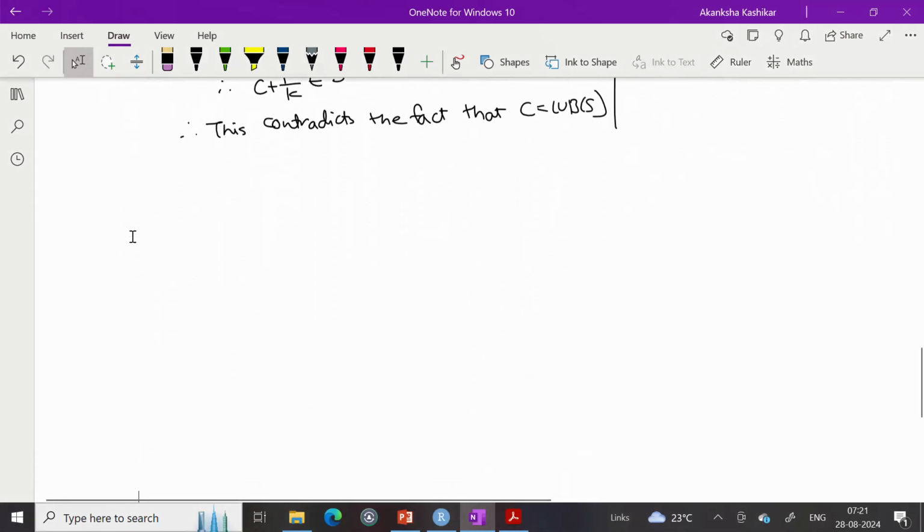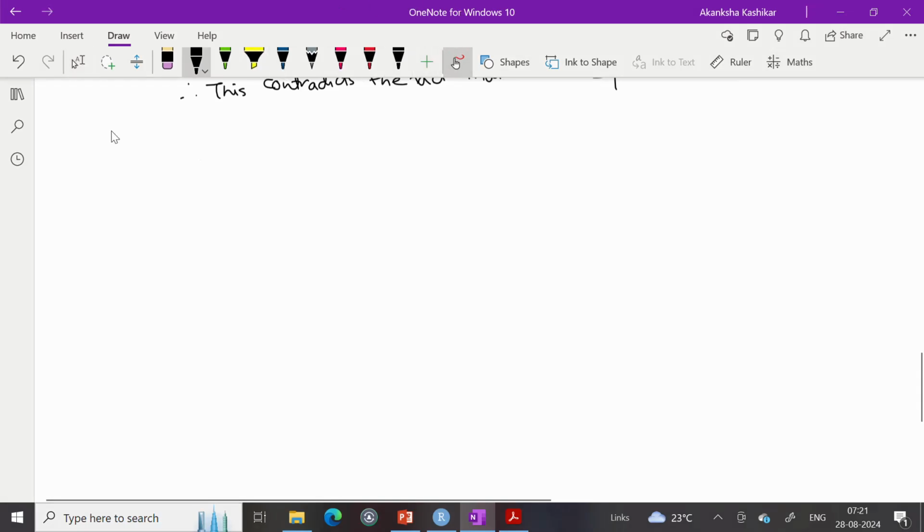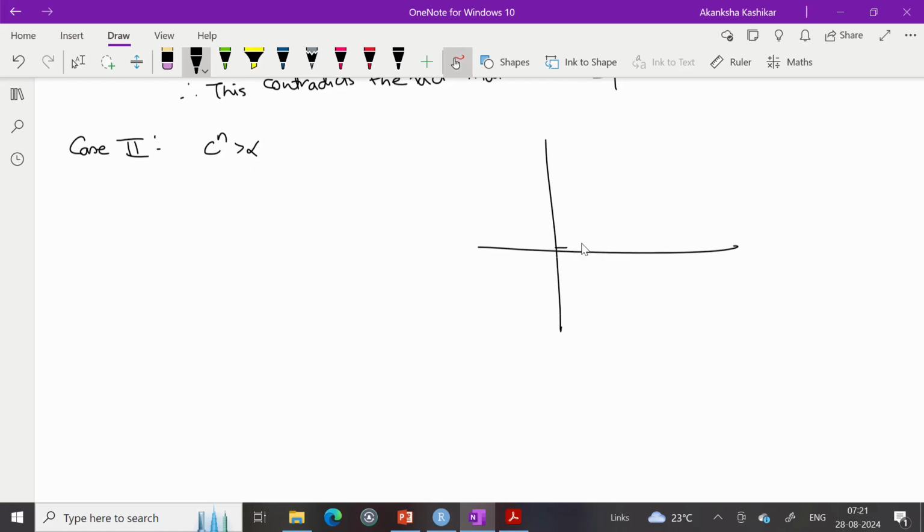Okay. Now we will see what happens if I assume c raised to n to be greater than alpha. Okay. So this is my curve. So here suppose I have alpha line. So if I take c here, if c raised to n is greater than alpha, then I should be able to find something in between. Okay, that I will call as c minus 1 by k. So we'll use similar strategy.